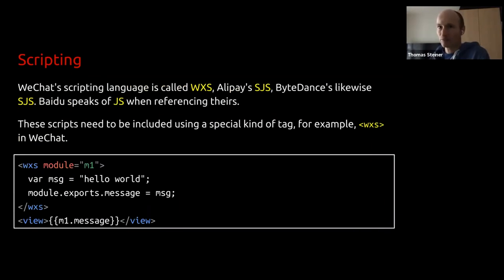So for WeChat, they call their scripting language WXS. So you can see a pattern here. Alipay calls it SJS. ByteDance calls it SJS2. Baidu just calls it JS. So that's essentially it.